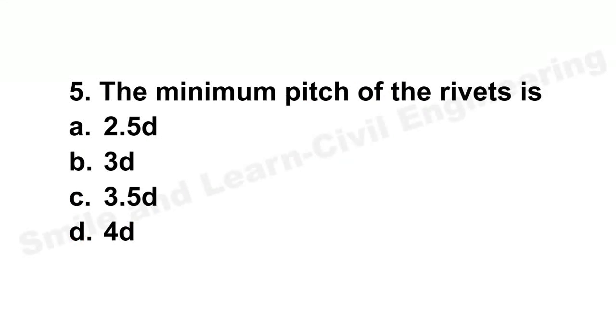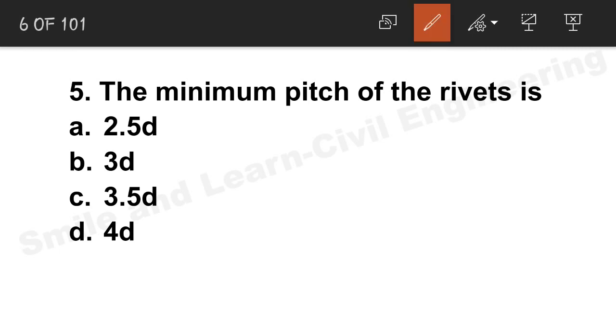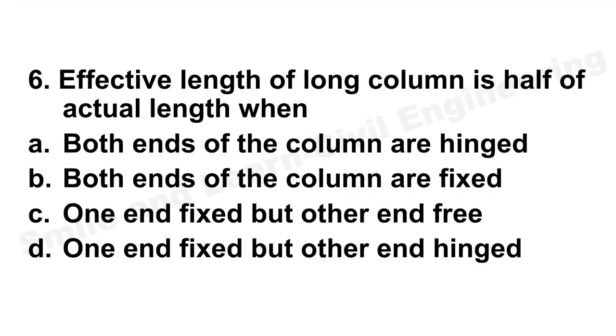The minimum pitch of rivets is equal to 2.5 times the nominal diameter. So option A will be the correct answer. Let's move on to next question.